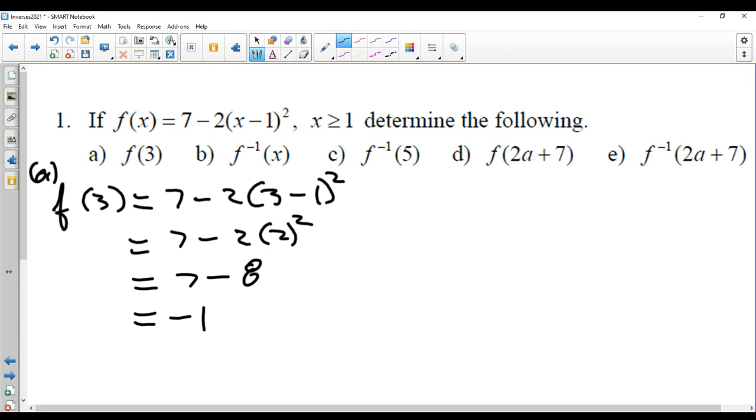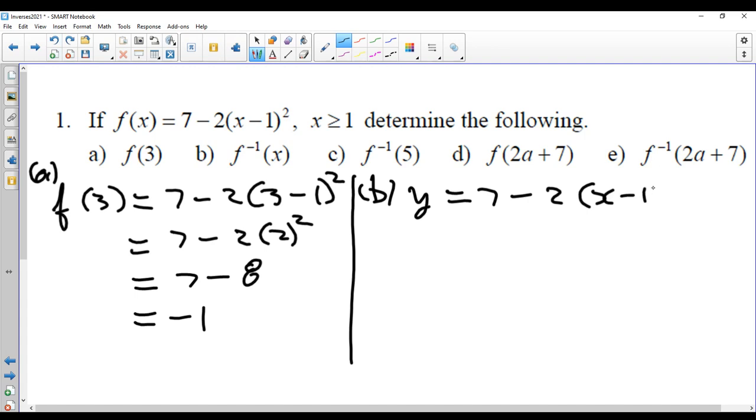What's my inverse function now is the question. Well, we're going to go through the process again, right? First of all, writing it as y equals 7 minus 2 times x minus 1 squared.